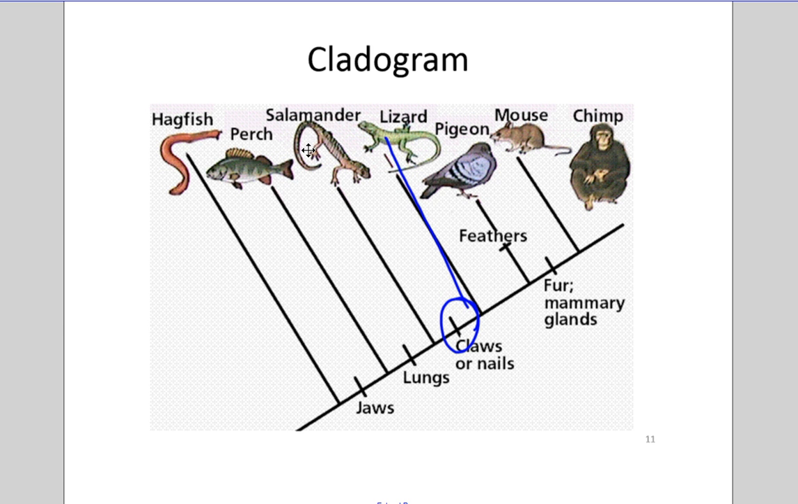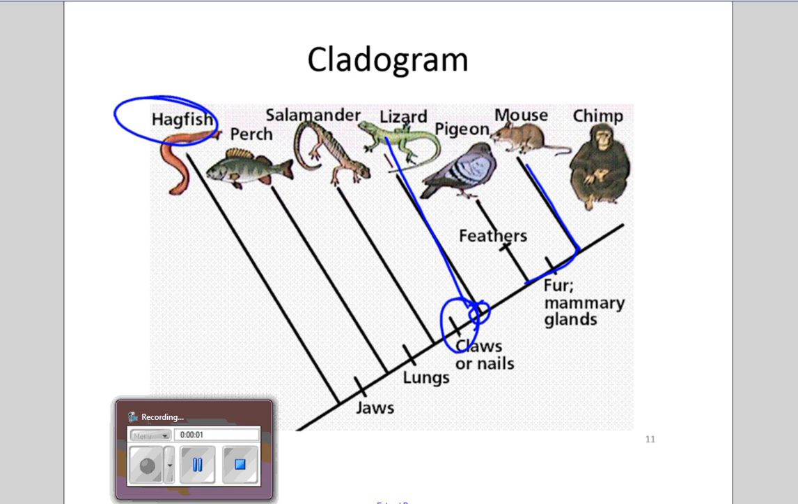Lizards and mice share them, but lizards and salamanders don't, because salamanders don't have claws and nails. They just have kind of fleshy fingers. Every cladogram is usually going to have an outgroup, which has none of those derived characteristics, or just one of them. This is the most primitive group on the map, and it usually serves as a reference in determining evolutionary relationships.